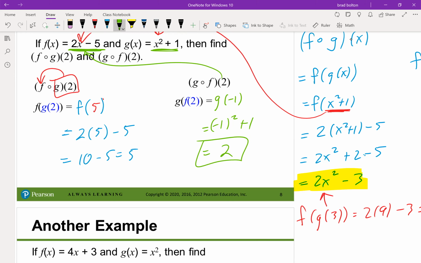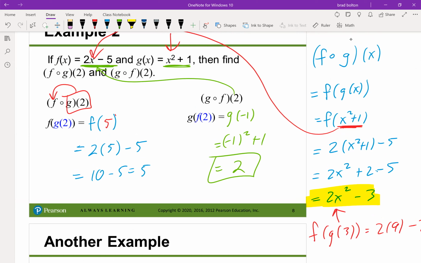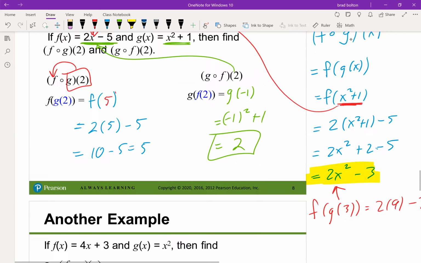And you see that it matters which was the innermost function, whether it was the g of 2 or the f of 2. It changes the outcome of the answer. So just make sure that you're paying attention to which way the problem is written, and always go with the innermost function first and then work your way outside, or as the book says, the function that's furthest to the right. So if you have f of g of 2, notice which function is further right. g is further to the right, so you first find g of 2 and then plug that answer into f, or evaluate f with that number.